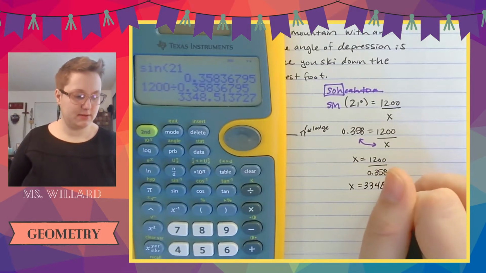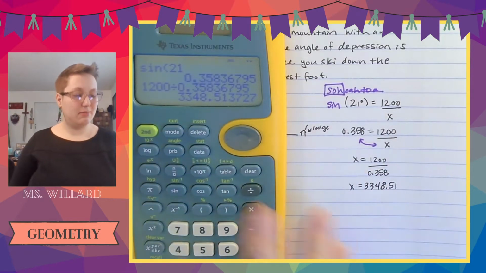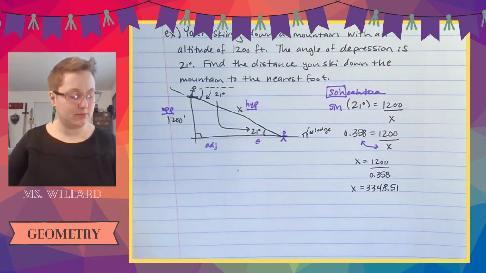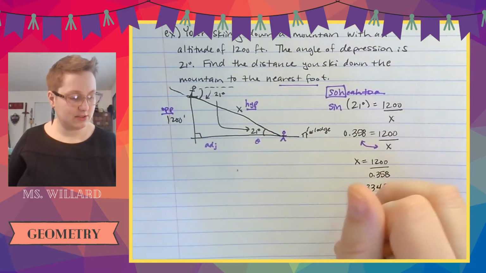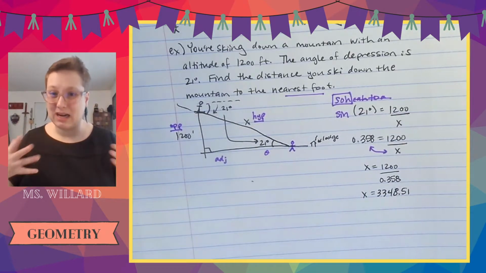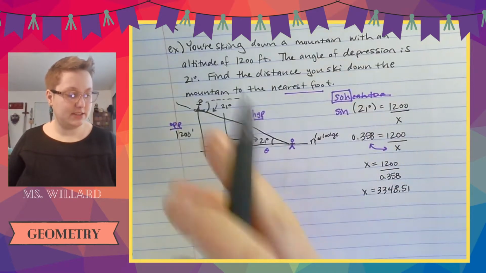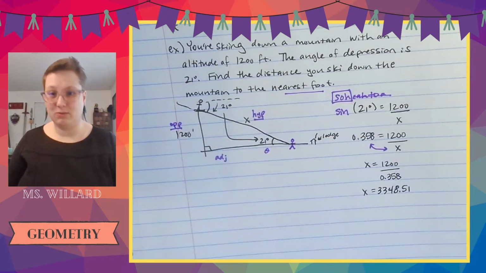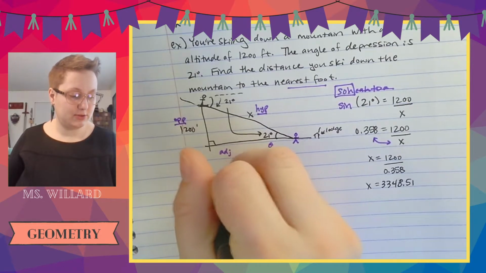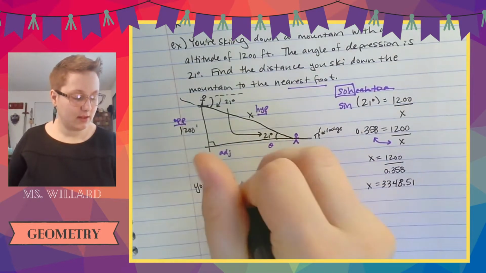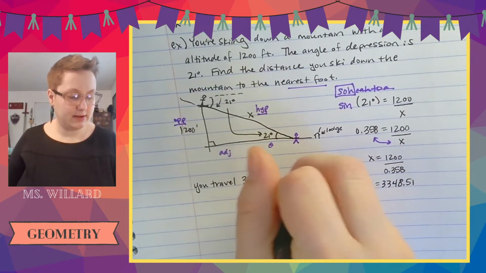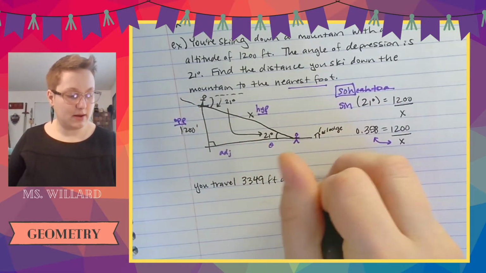3348.51. But my question specifically says to the nearest foot, right? So I actually want 3349 because I'm rounding. But it asked me in words, I need to respond in words. That's how math works, right? So you travel 3349 feet down the mountain.